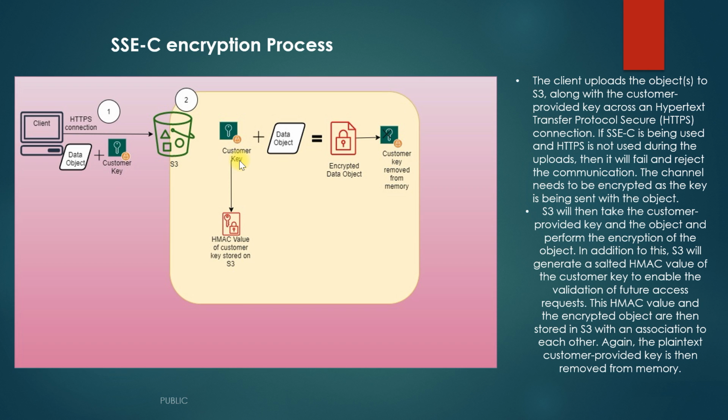Once S3 receives your data as well as the customer key, what happens next is that with the help of your customer key, your data is getting encrypted. Once your data is stored in encrypted form, your customer key will be removed from memory. However, S3 will store the salted HMAC value of the customer key, which will be stored along with the encrypted data object on S3 for further validation in case the customer requests this data. So we will look at how the data is decrypted with this mechanism.